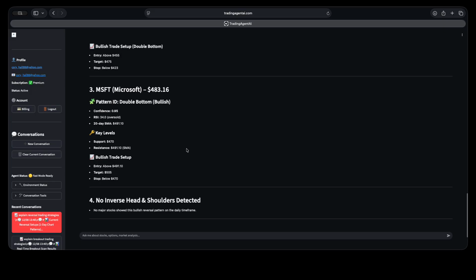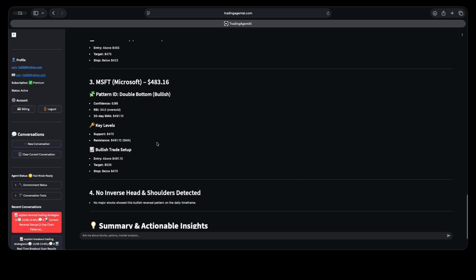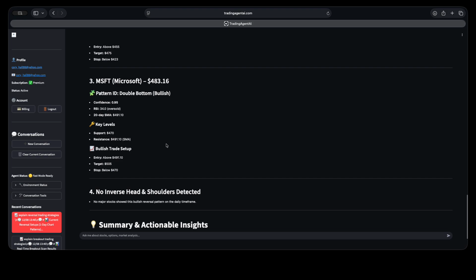And then on Microsoft, we have a double bottom, which is bullish. Microsoft has had a massive sell-off lately on news of product resistance. I think it dropped maybe about $15 in the past week or so. And so the confidence on this double bottom is a 0.95. The RSI is 34, it's way oversold. The 20-day SMA is 491. And the key levels are support at 470, resistance at 491, which is the SMA.